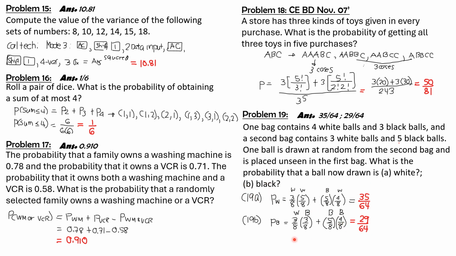Black. So if it is white, 3 out of 8, times the quantity black, it's still 3 out of 8. Then plus, if it is black in the first bag, 5 out of 8, then black in the second, 3 plus 1, so 4 out of 8. So computing, it is 29 over 64.